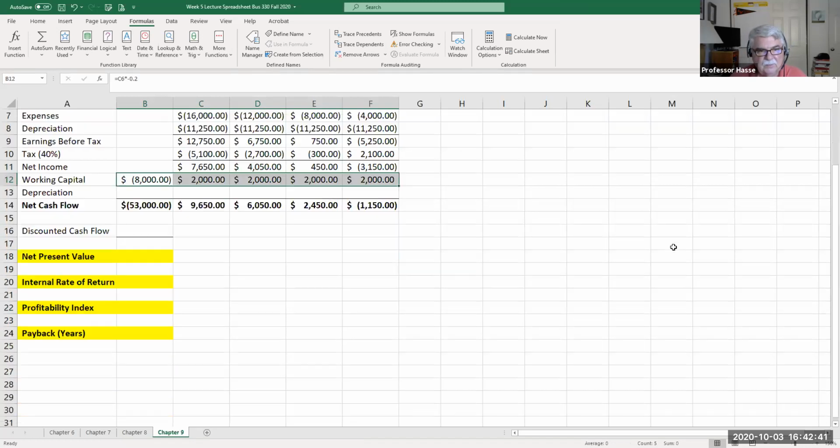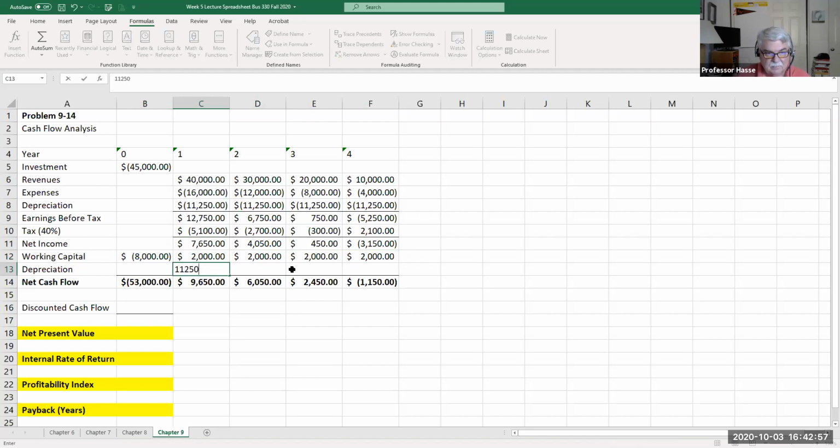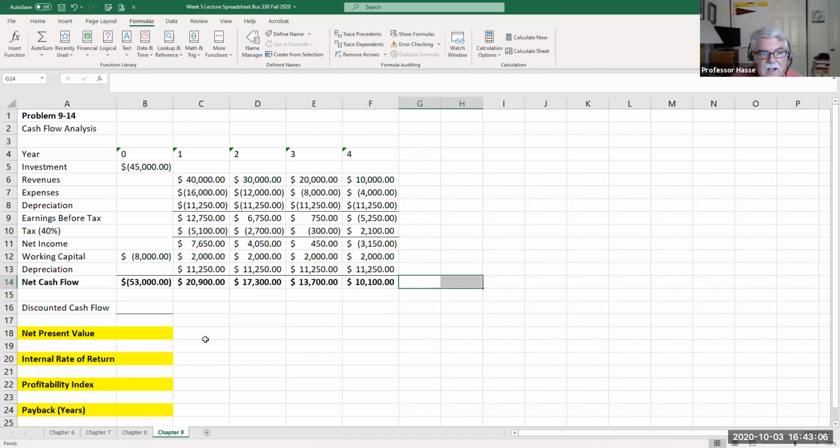So we get our net cash flow this way. 53,000 we're off. This is 45 plus 8. And then we have our net income plus back our working capital. But don't forget, we have to add back in depreciation because that's a non-cash expense. So we add that back in. And now we've calculated our total net cash flow earned off this project, which totals $62,000 on an investment of $53,000.